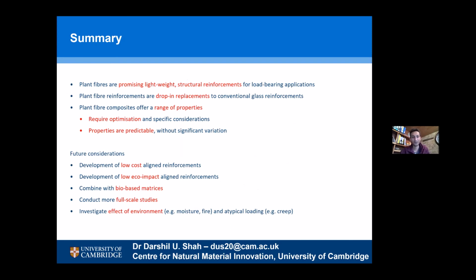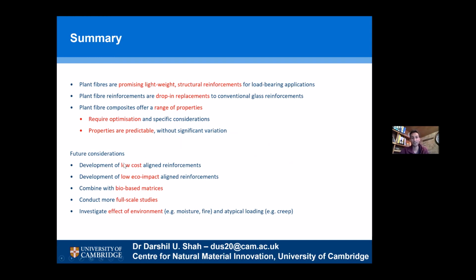And in summary, plant fiber composites are promising lightweight structural reinforcements for load-bearing applications, and they can be replacements to conventional fiberglass, although something to look into is to try and improve their flexural rigidity. And this could be to do with the design of the blade itself, in terms of how the layering within the spar works, for example. But the properties are predictable without significant variation.